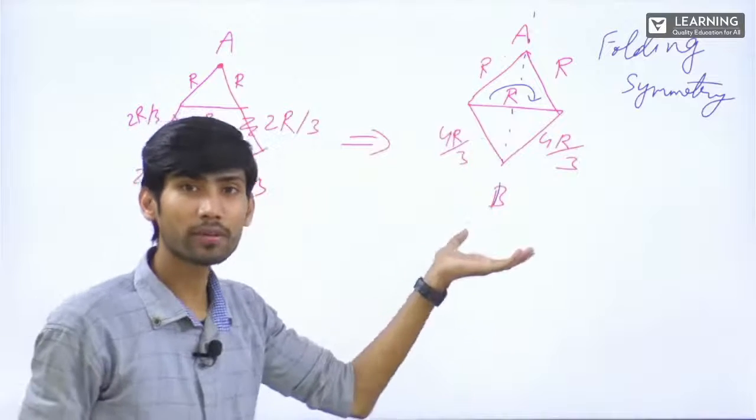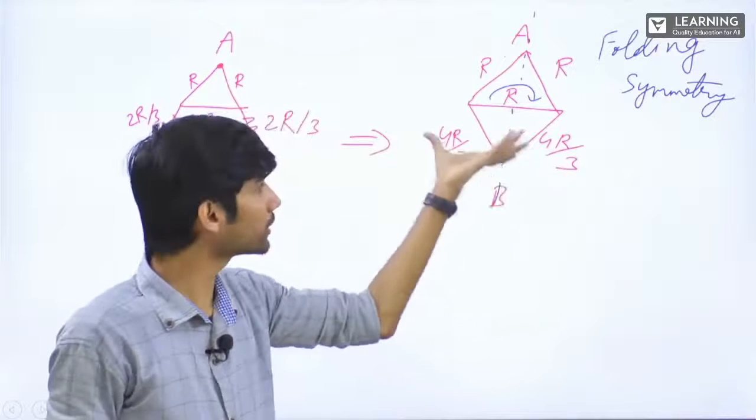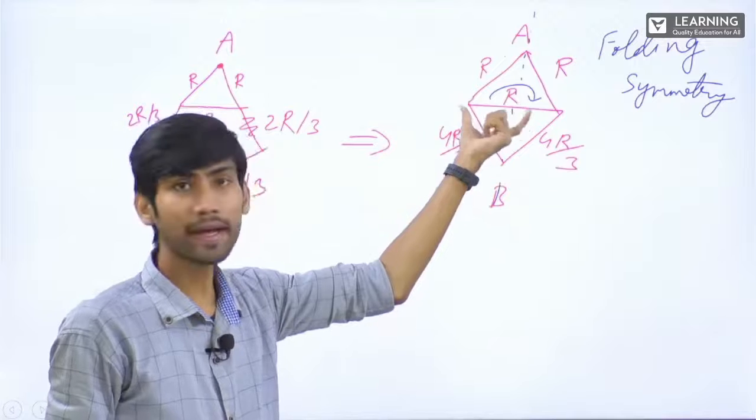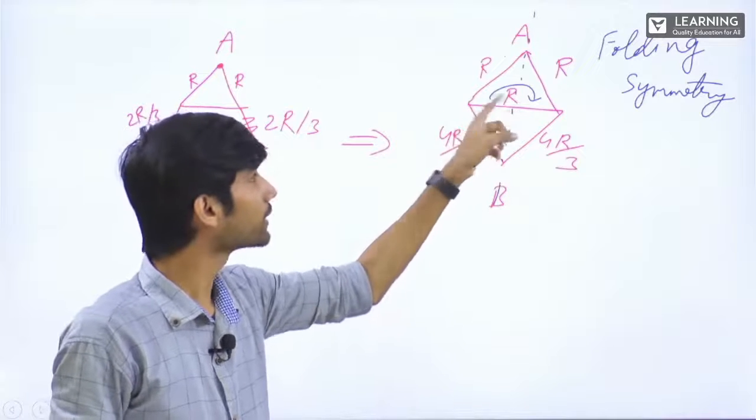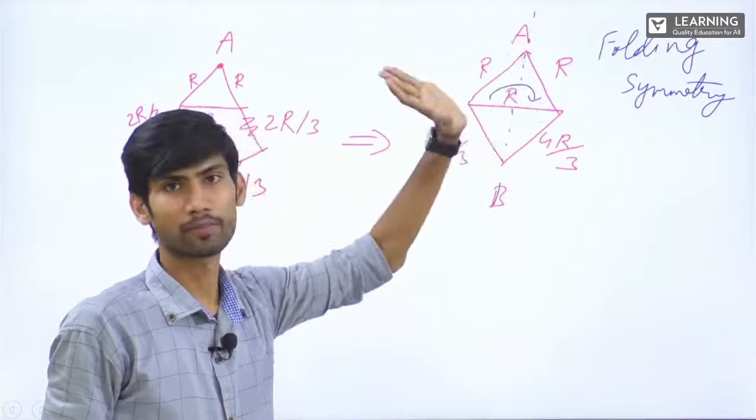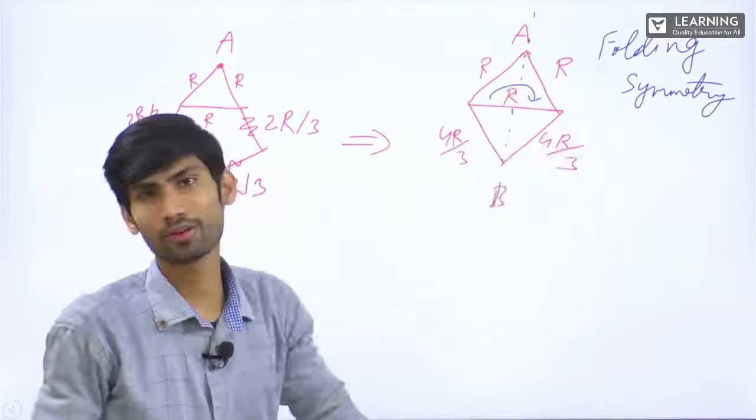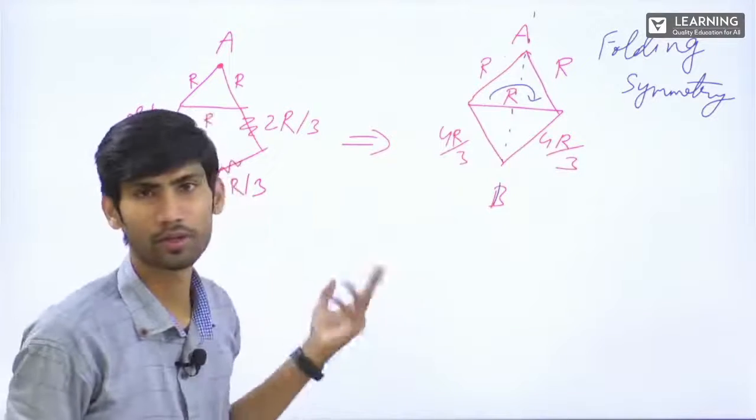Maybe a very tough question, you solved it, you made it simple. Now it is looking simple, but still at the end, you need to understand, you need to get that this is a folding symmetry. If you forgot here, then you will not get the answer and all your efforts have gone into vain, right?